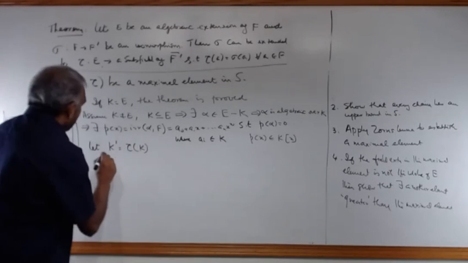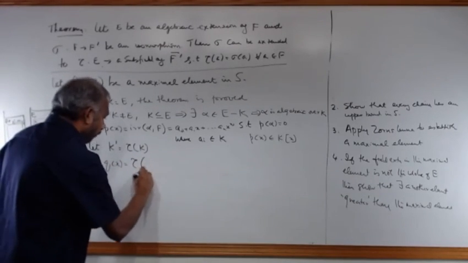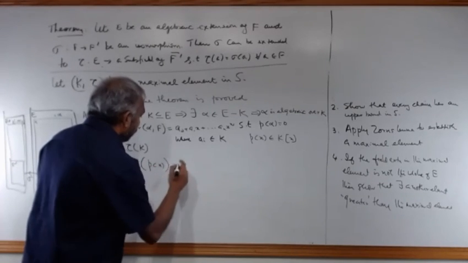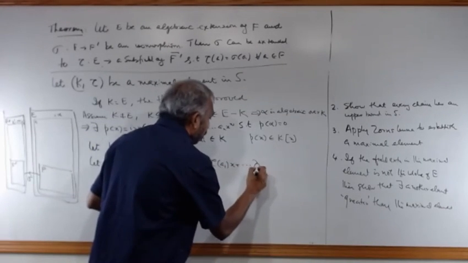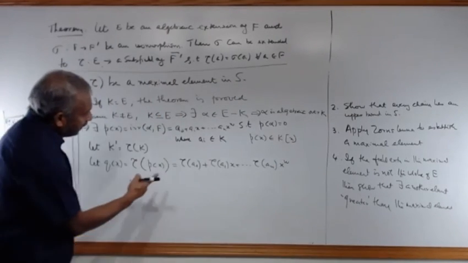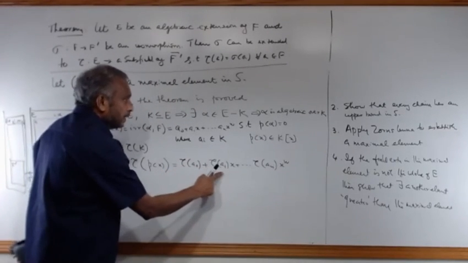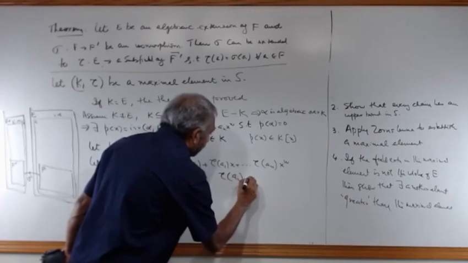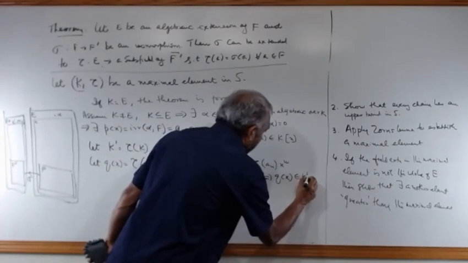So let us create another polynomial. Let q of x equal tau of p of x, and that is equal to tau of a0 plus tau of a1 x plus and so on, tau of an x to the power of n. See, these a's are from k, so tau of a_i's are from k prime. So the coefficients belong to k prime, and that implies q of x belongs to k prime of x.